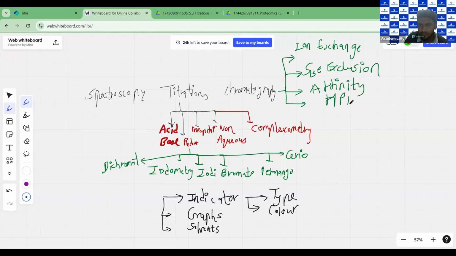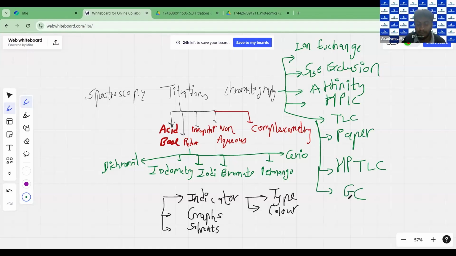HPLC. Then we have TLC, thin layer chromatography, paper chromatography. So TLC is an adsorption chromatography. Paper is a partition chromatography. Correct? HPTLC, which is an automated version of TLC, high performance thin layer chromatography. Okay. Then we have gas chromatography. Now, they are again further divided into different kind of categories. Like GC is divided into GSC and GLC. Gas solid chromatography, gas liquid chromatography, right? So there are different categories into which a particular chromatography is divided.